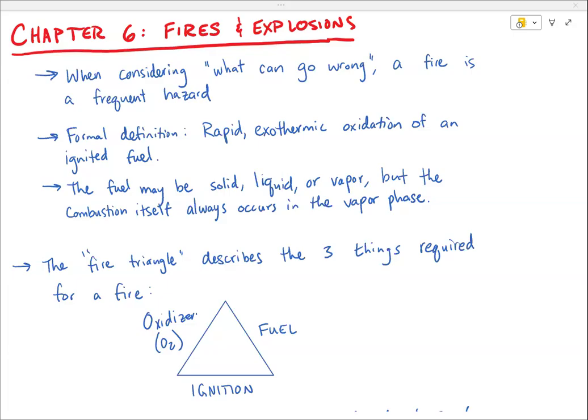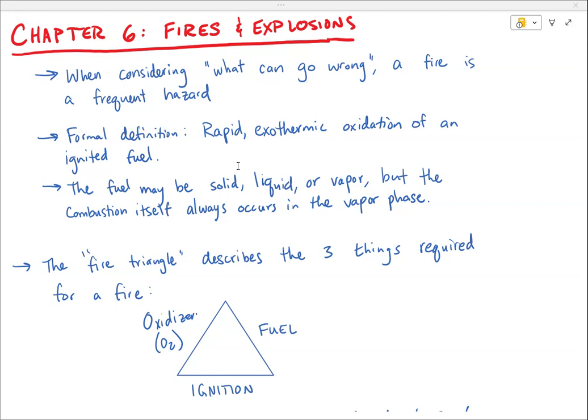In this video, we'll start Chapter 6, which is all about fires and explosions. Now, I know that everybody probably knows what a fire is, but let's take a quick second to do a formal definition. A fire is the rapid exothermic oxidation of an ignited fuel. It's important to note here that the fuel may be solid, vapor, or liquid, any of the phases, but the combustion itself always occurs in the vapor phase.